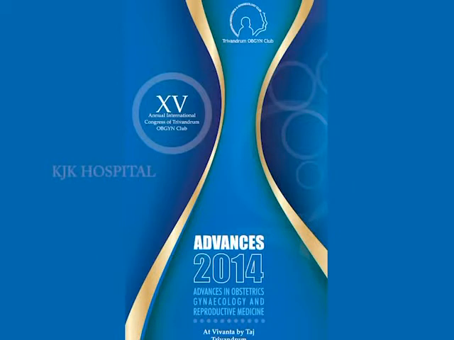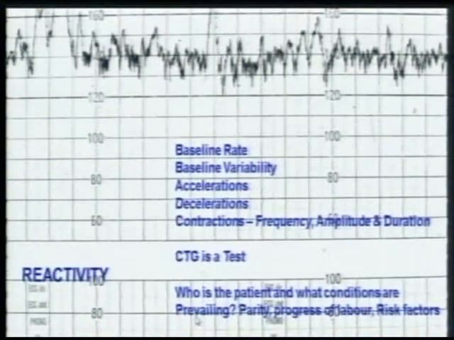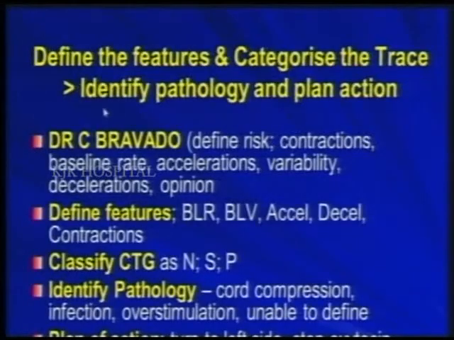So reactivity is a term coined by Hon and Paul, saying the baby is reacting to the fetal movement with an acceleration. Now, a number of people use a mnemonic called Dr. C. Bravado to define these features, define risk, contractions, baseline rate, variability, and so forth. And then they had to classify based on the features they see whether it's normal, suspicious, or pathological.